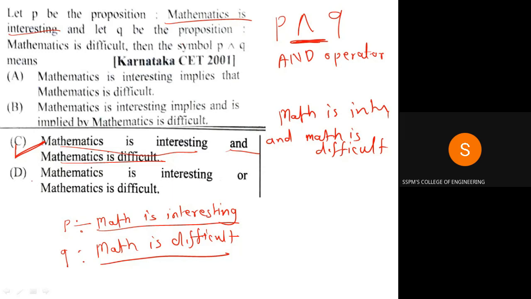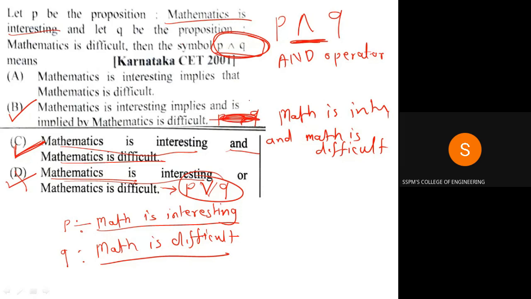So we will see other options as well. What is said in option D? Mathematics is interesting, which means P, or mathematics is difficult, or means this operator, or Q. And we were asked for the AND operator, so this is not it. The logical representation of this sentence is P or Q. Now for B: mathematics is interesting, that means P, is implied by mathematics is difficult. Implied by means we use this arrow.